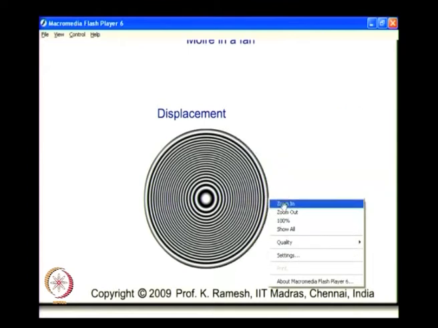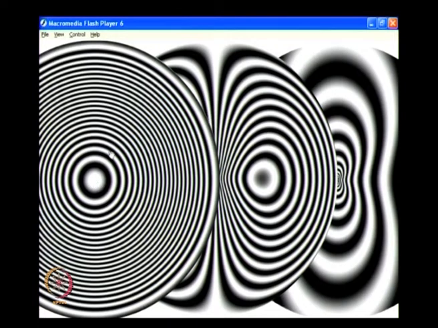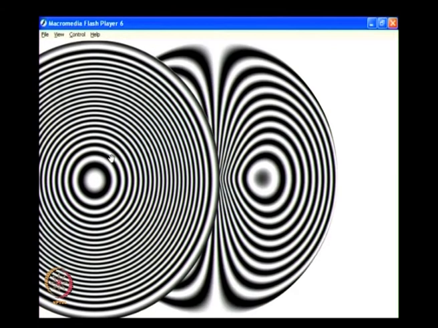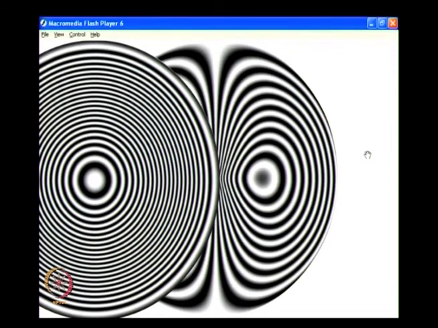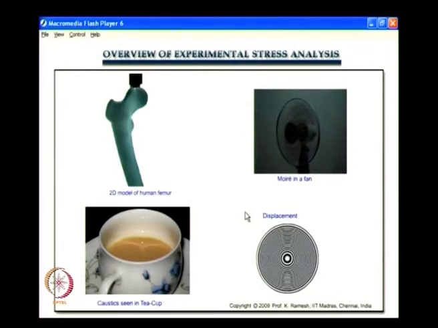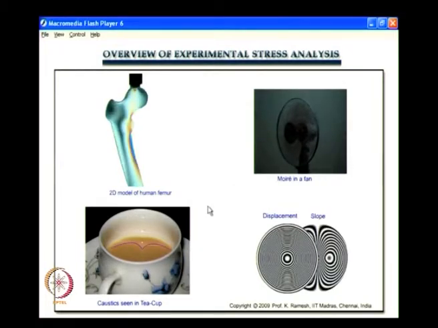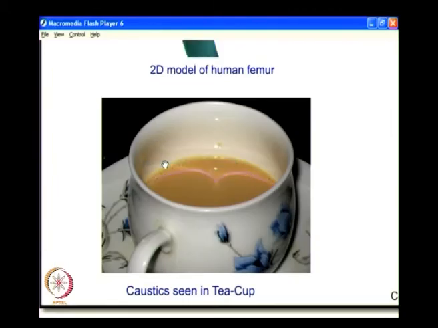And what you find here is, for a circular plate clamped at the boundary with a central load, you get the displacements, and you can also get the slope and the curvature. But what you will have to appreciate here is, for each of these pieces of information you need to use a specific optical arrangement. You do not get them in one shot, but you have to make an effort to do that. And what you see in these two corners shows that you need to use physics in applying experimental techniques.